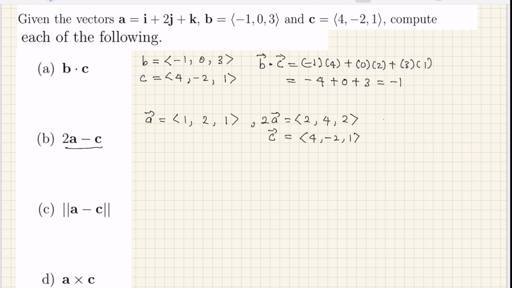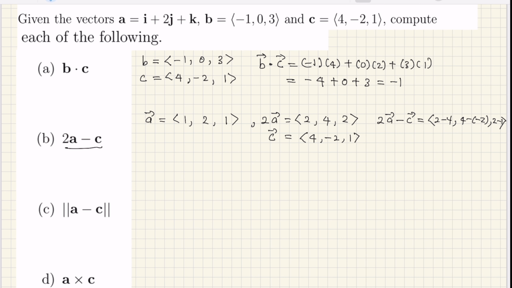So if you are to calculate 2a minus c, all you have to do is just to say fine, I'm just going to do 2 minus 4, then 4 minus 2, and then 2 minus 1. So what you're doing is you just want to subtract each of the components, component-wise. You subtract one component from the other according to the expression you're given here.